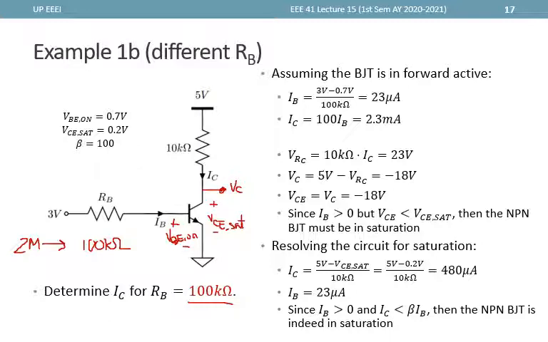However, we again cannot use IB equals IC over beta. So instead, this remains at 23 microamperes, and since IB is greater than 0, IC is less than beta IB, so 480 microamperes is less than 2.3 milliamperes, which is the case if the BJT is in forward active mode. Then the NPN BJT must indeed be in saturation, and therefore what we should answer is this one.